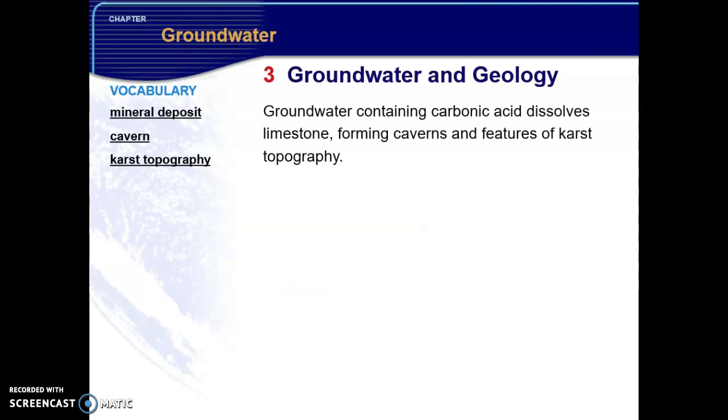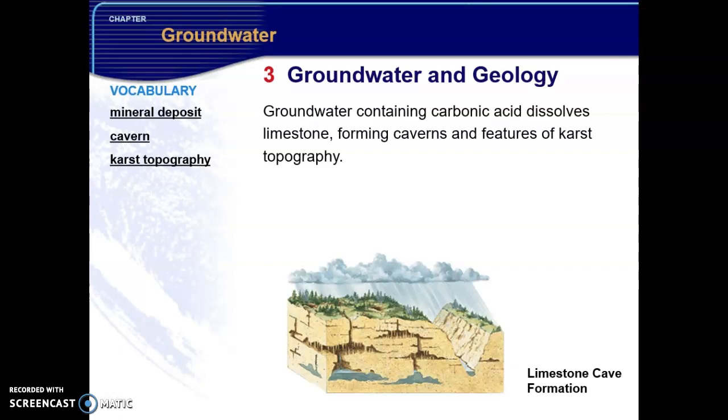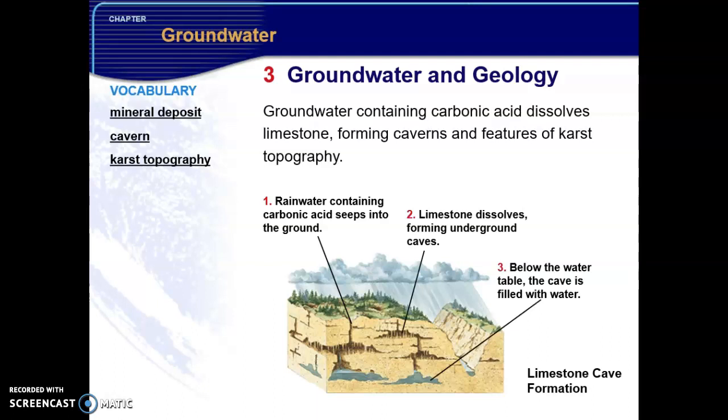And you can also dissolve limestone, which again forms caves and caverns and features of karst topography. Karst topography occurs when rainwater containing carbonic acid seeps into the ground. The limestone dissolves, forming underground caves. If those caves form below the water table, they can be filled with water.